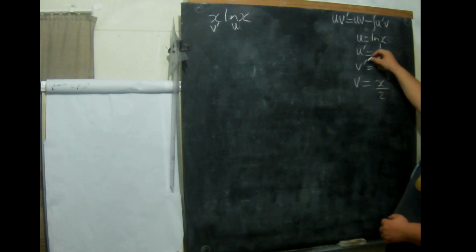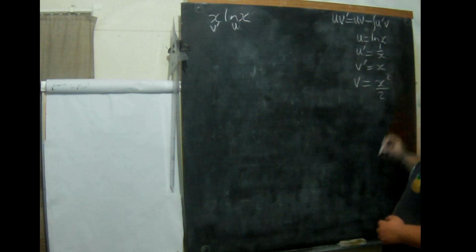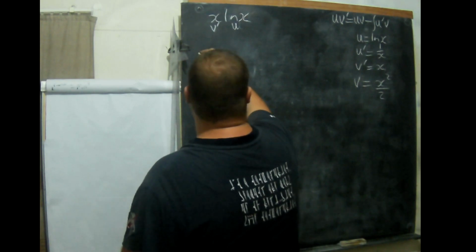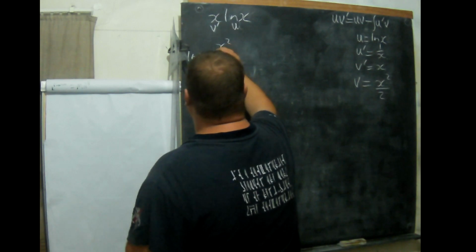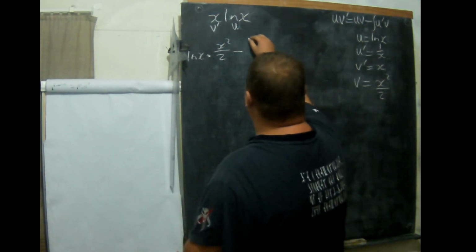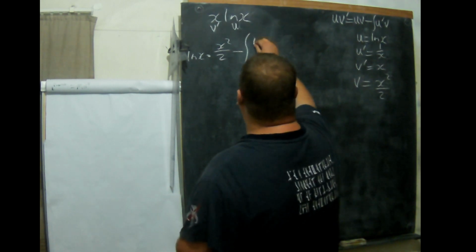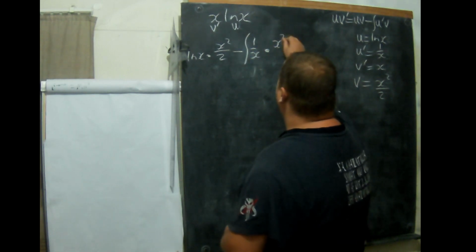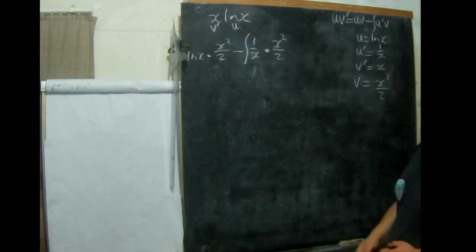What I did was I took the integral of x and then I put it down. So how we're going to do this is ln x times x squared over 2 minus the integral of 1 over x times x squared over 2.